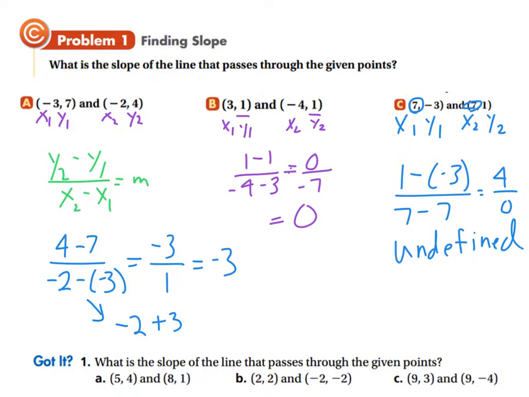And again, what that means is there's a rise, but there's no run. So we have vertical change, but no horizontal change, and so it's a vertical line, but the slope is undefined. And there's a few problems at the bottom of the slide there for you to try on your own, so if you want, go ahead and give those a shot.